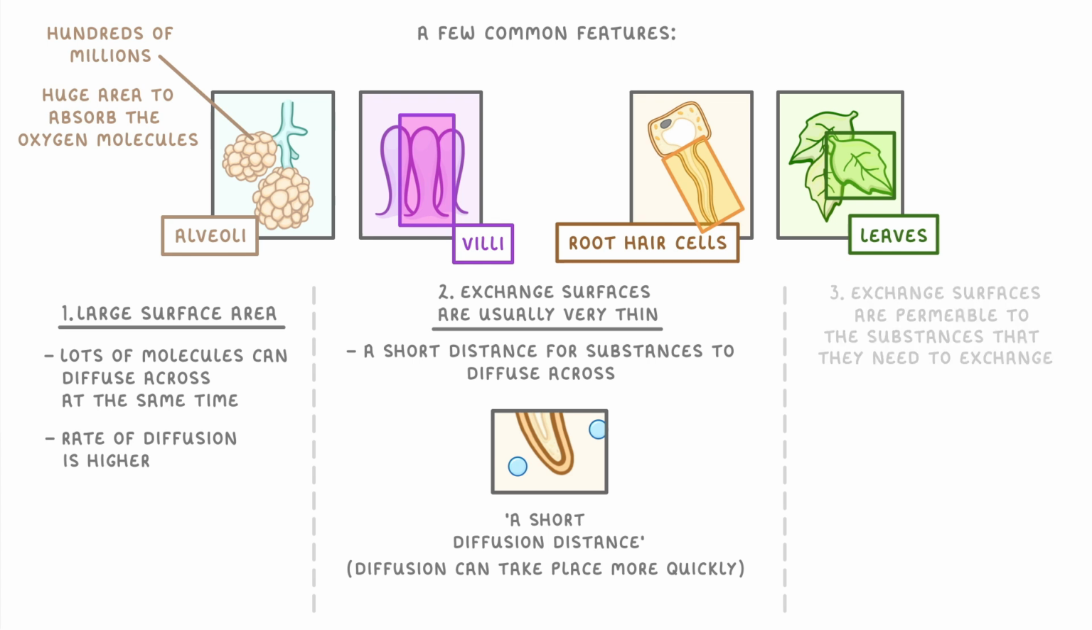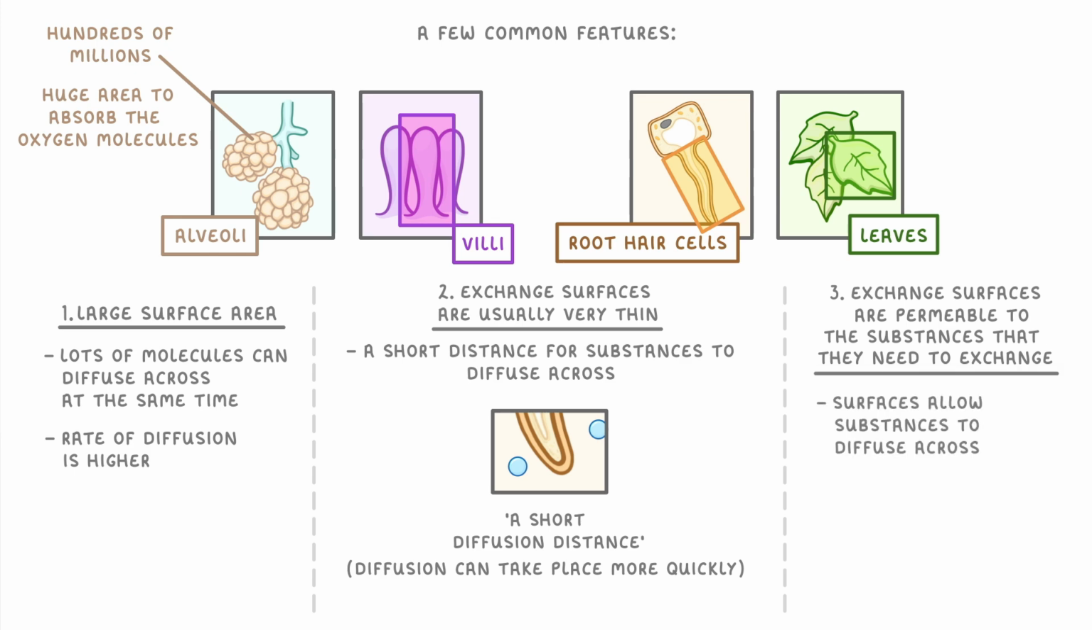A third point is that the exchange surfaces are permeable to the substances that they need to exchange. This just means that these surfaces allow the substances to diffuse across, rather than blocking them.